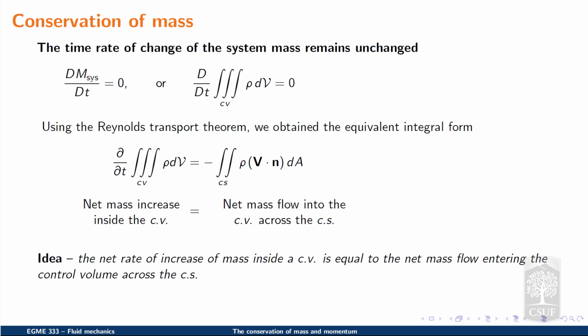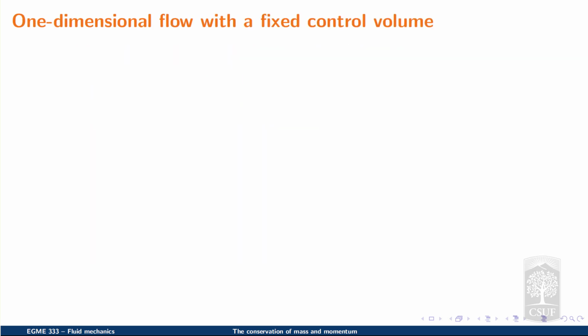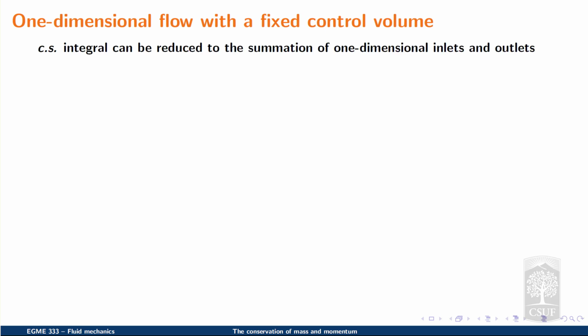In its general form, the conservation of mass is composed of two separate integrals, a control volume integral and a control surface integral. But we can simplify this expression by assuming that the flow is one-dimensional at both the inlets and the outlets. Doing so will help us simplify the control surface integral so that we can simply reduce it to the summation of one-dimensional inlets and outlets.